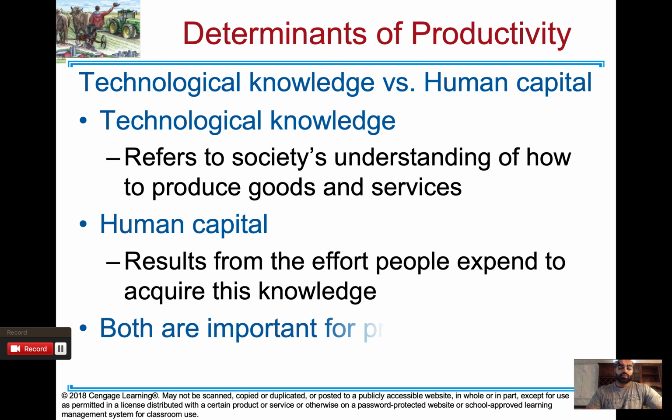So technological knowledge versus human capital. Technological knowledge refers to society's understanding of how to produce goods and services. So understanding how to use our machinery, how to use certain tools and improve. Human capital results from people's effort to acquire this knowledge. So human capital, think of education and training. Technological knowledge is understanding everything and being able to make improvements. Both are extremely important for productivity.